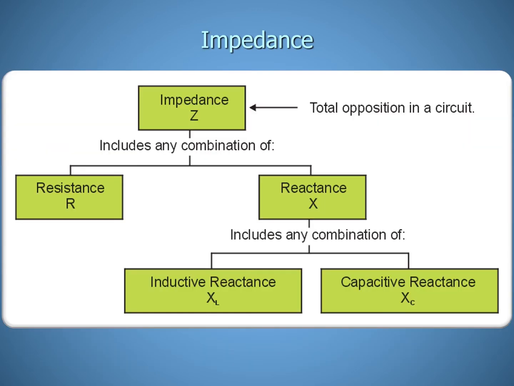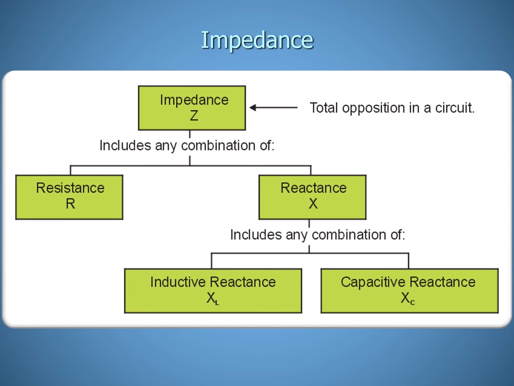In my circuit, I now have three different ways to oppose current: through resistance, through inductive reactance, and through capacitive reactance. Inductive reactance and capacitive reactance combine in order to just create the term reactance, represented by X. And it is really the integration between resistance and reactance that creates what is called impedance.